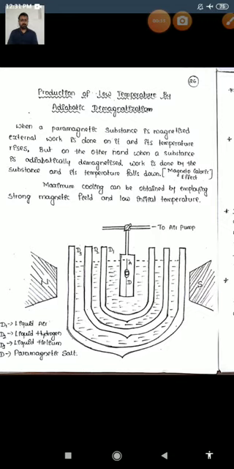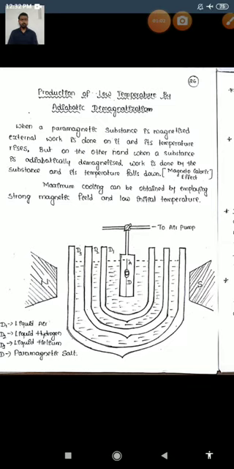Here, our overall motto is to attain a low temperature by the process of adiabatic demagnetization. Maximum cooling can be obtained by employing a strong magnetic field and a low initial temperature. In this process, we have to meet two main challenges: maintaining a strong magnetic field and attaining a low initial temperature.